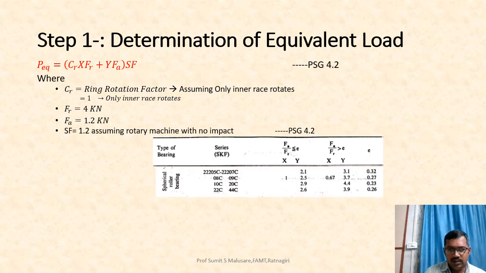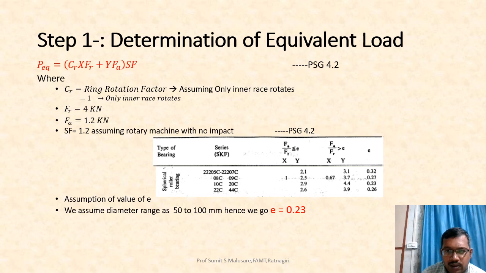Okay. Now see this table. Now we are assuming the value of the shaft diameter as how much? 50 to 100 mm. It means that it will be in between 10 times C to 20 times C. It means that the corresponding value of E is 0.23. So if FA by FR is greater than the value of E, X is equal to 0.67 and Y is equal to 4.4. So equivalent force comes out to be 9.552 kilonewtons.